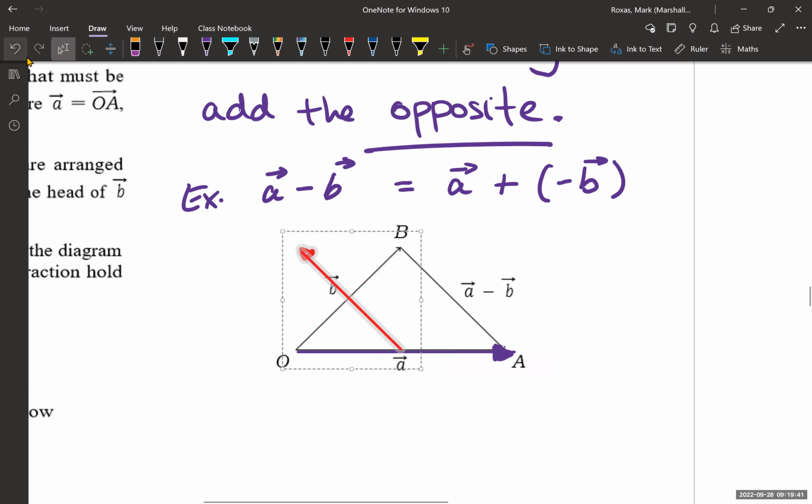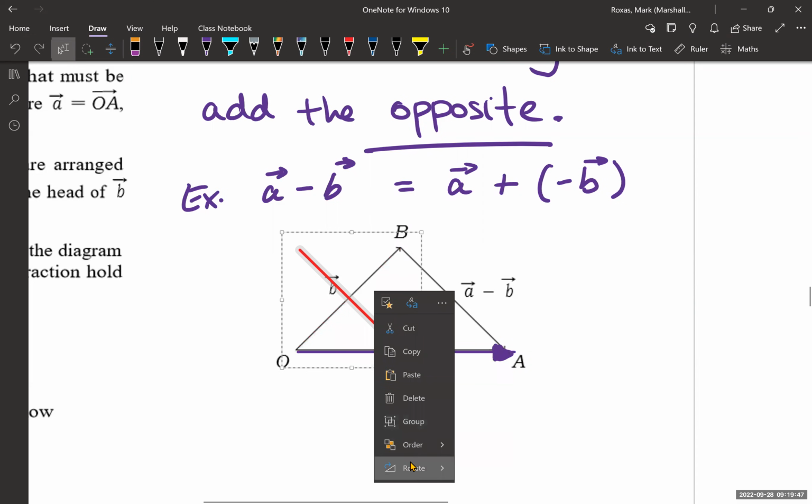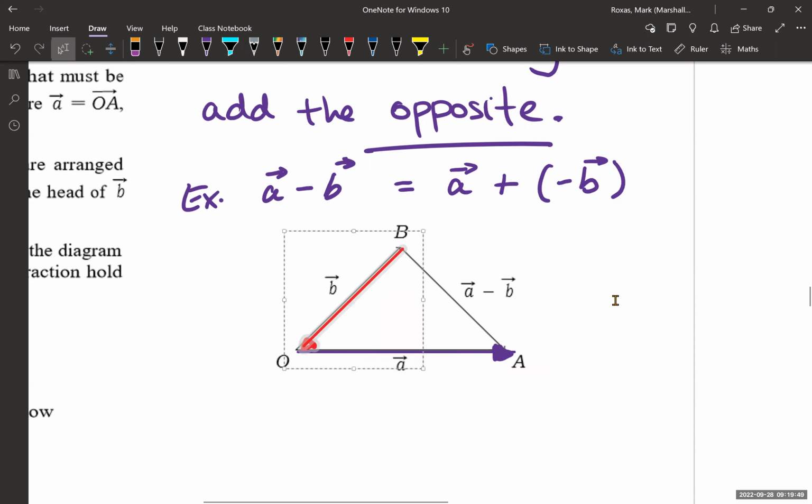Oops, that's not how I wanted to do it. Gotta rotate it twice. Okay, rotate and rotate one more time. Okay, so you changed B's direction. So this is now negative B.